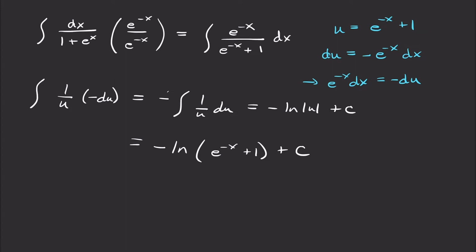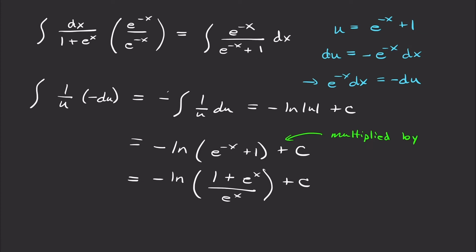So we can actually undo this little bit of algebra we did. We can go back in and multiply by e to the x on top and bottom. If we do that, we get minus the natural log of e to the x times e to the minus x will be 1. E to the x times positive 1 will be e to the positive x. And then again, we did e to the x over e to the x, so we get e to the x on bottom, and then plus c. So here we multiplied by e to the positive x over e to the positive x.